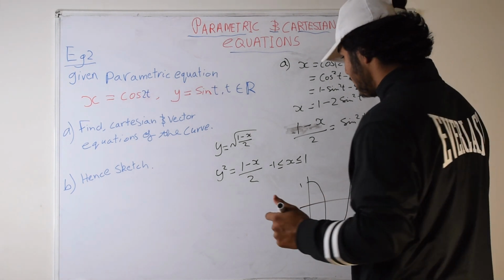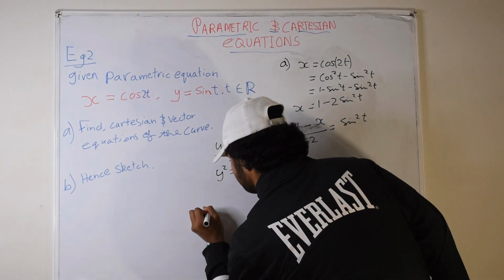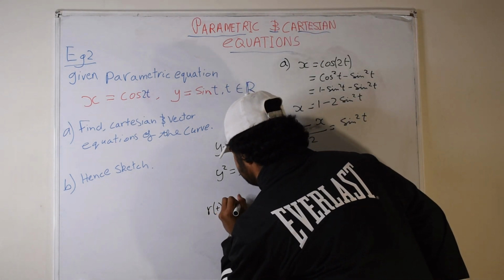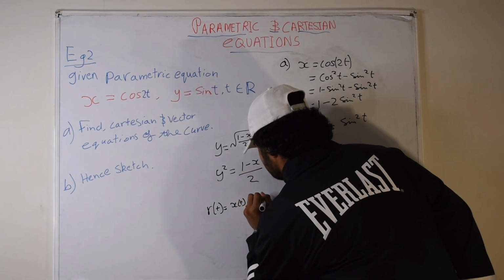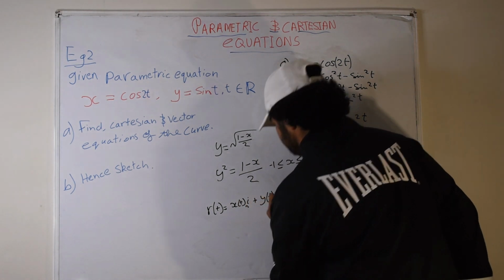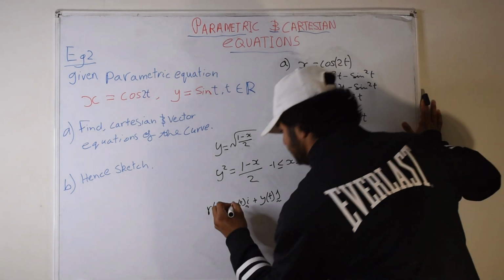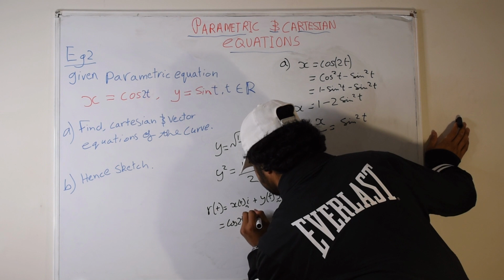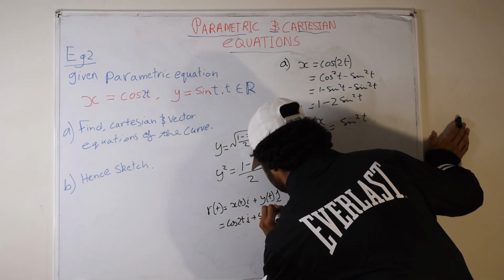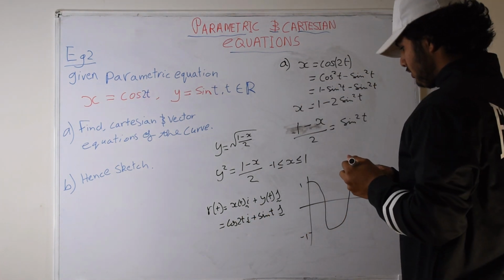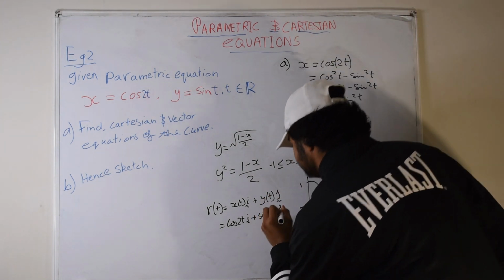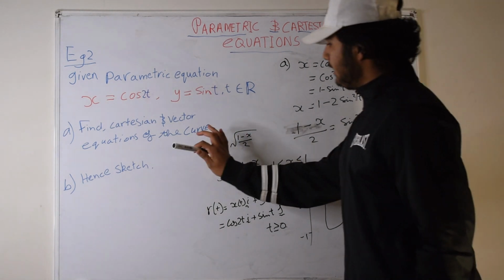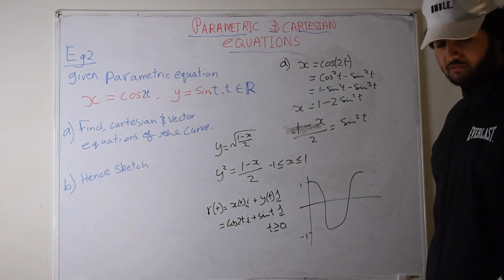Finding the vector equation of the curve, again, we can write r of t equals, in this case, x of t i plus y of t j, correct? x of t is cos 2t, so cos 2t i plus sine of t j, with t greater than or equal to 0. So this is how you do A. Now let's sketch this graph over here.